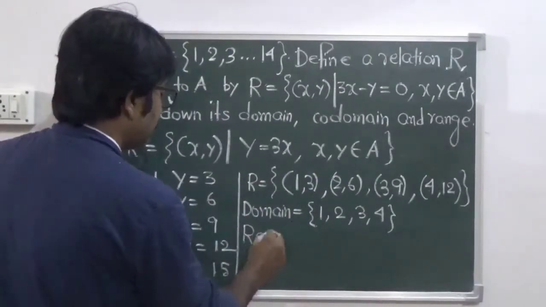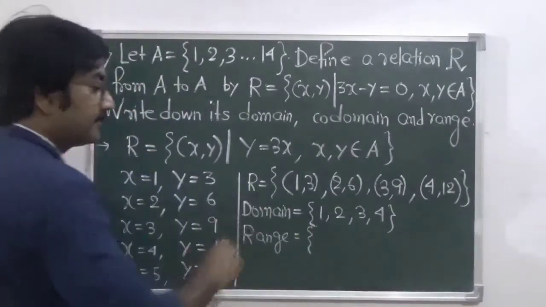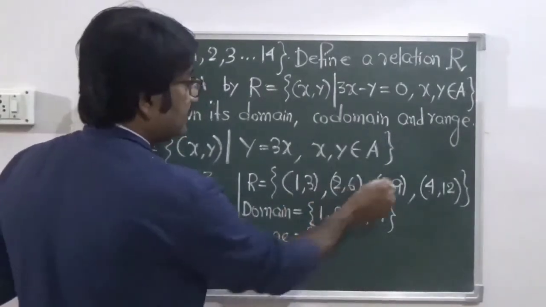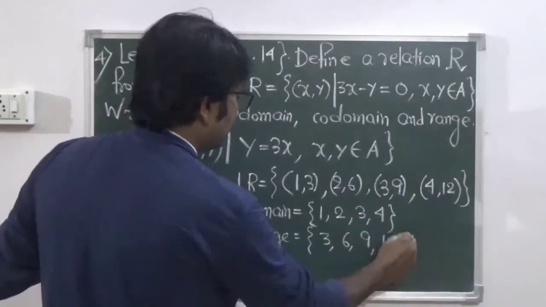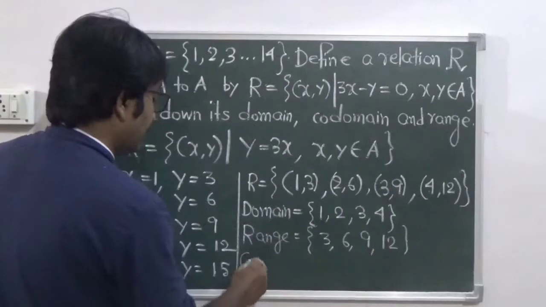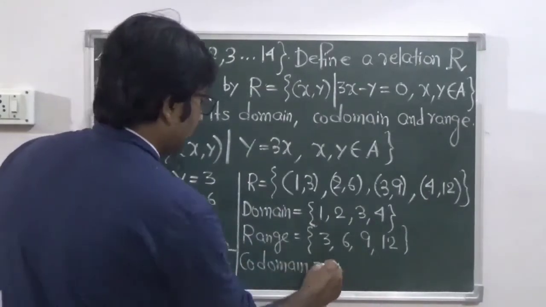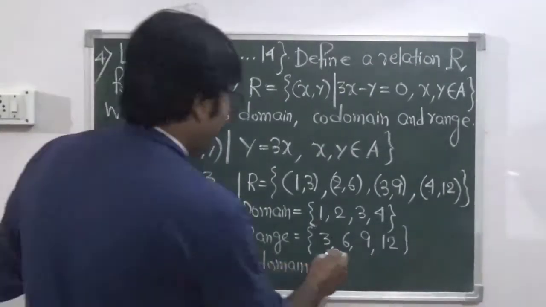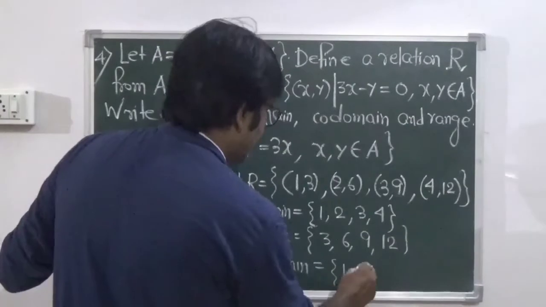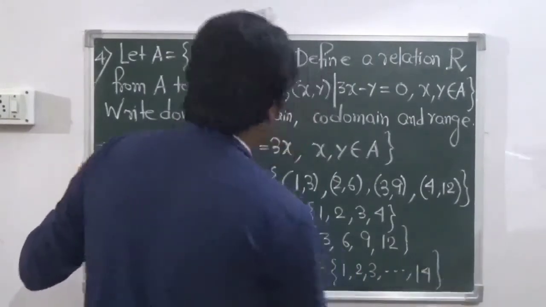Range we know is the set of all the second elements in the ordered pairs of the relation, that is 3, 6, 9, 12. And codomain is always the entire second set. So we have here only one set, so it is 1, 2, 3 till 14. So this is the codomain.